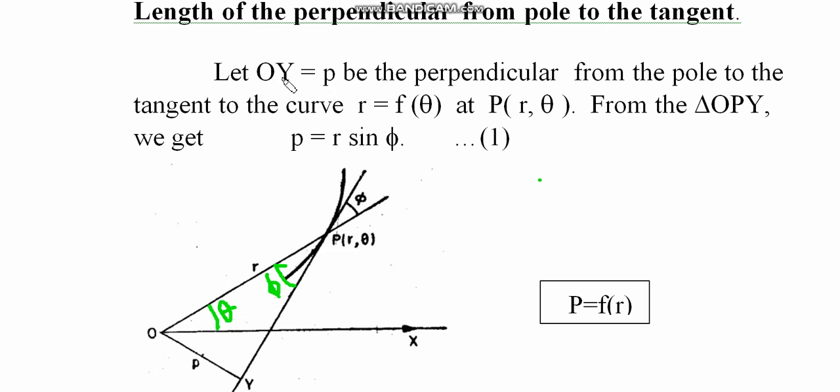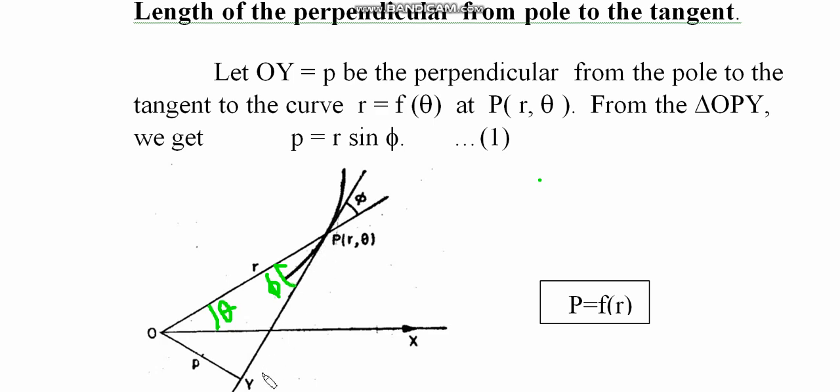So this length Oy is equal to small p. Small p will denote pedal. The big P will denote a point on the given curve. r is equal to f of theta is the given curve.